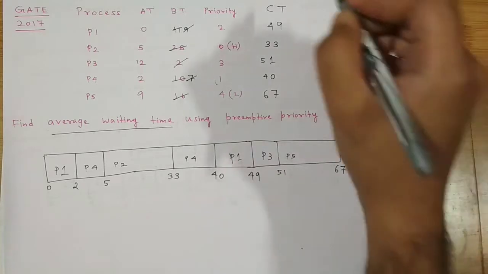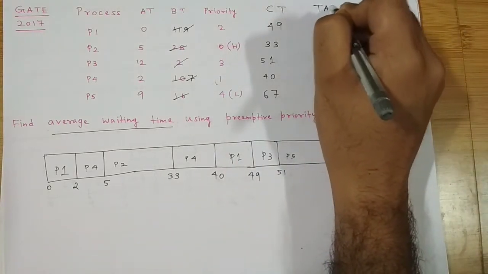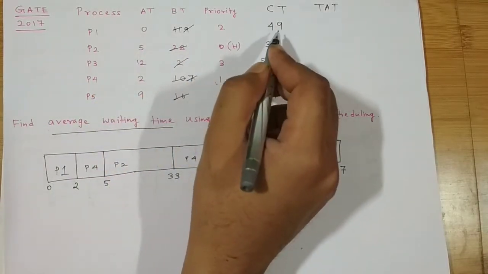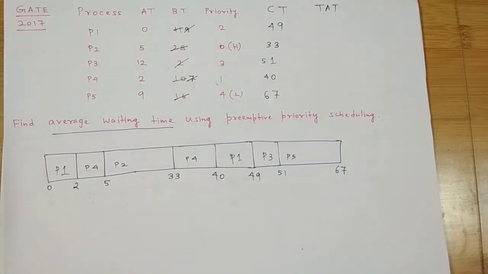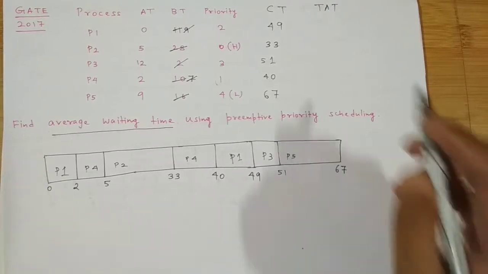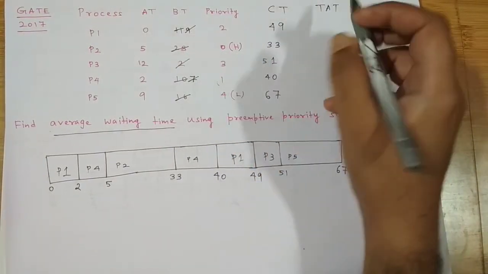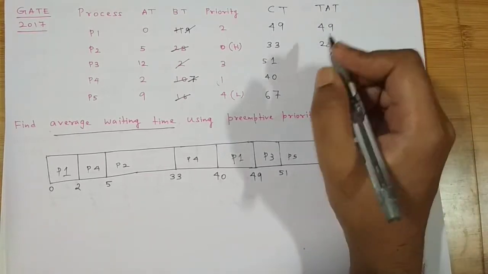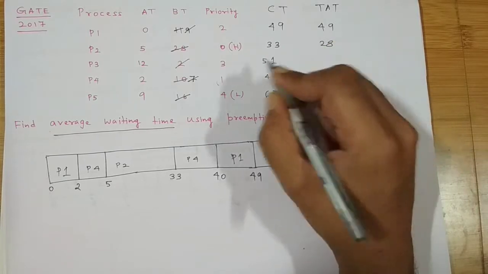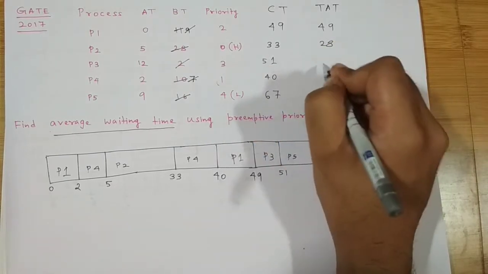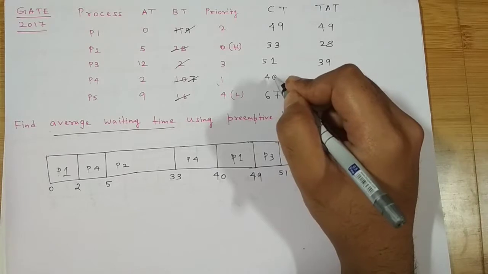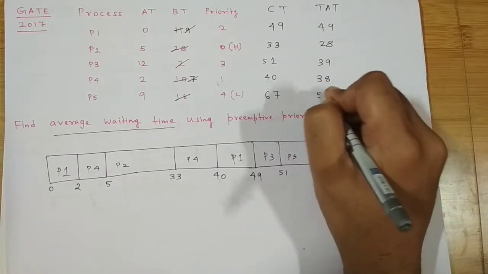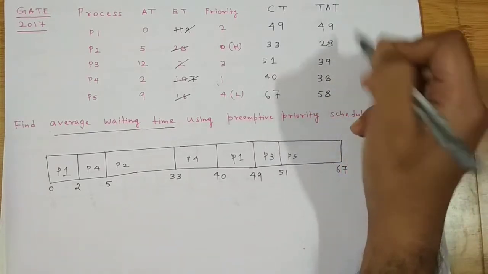Now, to find the turnaround time, what we do is we subtract the arrival time from the completion time, because turnaround time denotes the total time spent by a process in the system. So if I subtract arrival time from completion time for process P1, I get 49. For process P2, I get 28. For process P3, I get 51 minus 12, which is 39. And for process P4, I get 38. For process P5, I get 58. So this gives me the turnaround time.